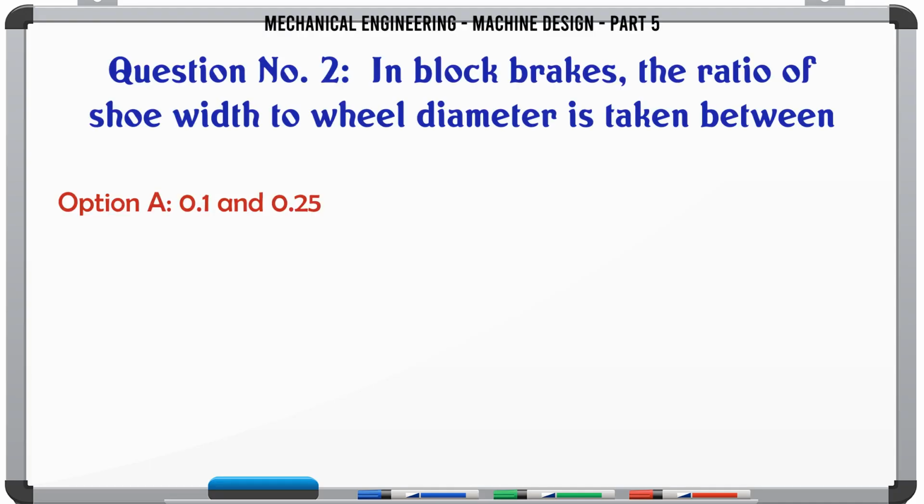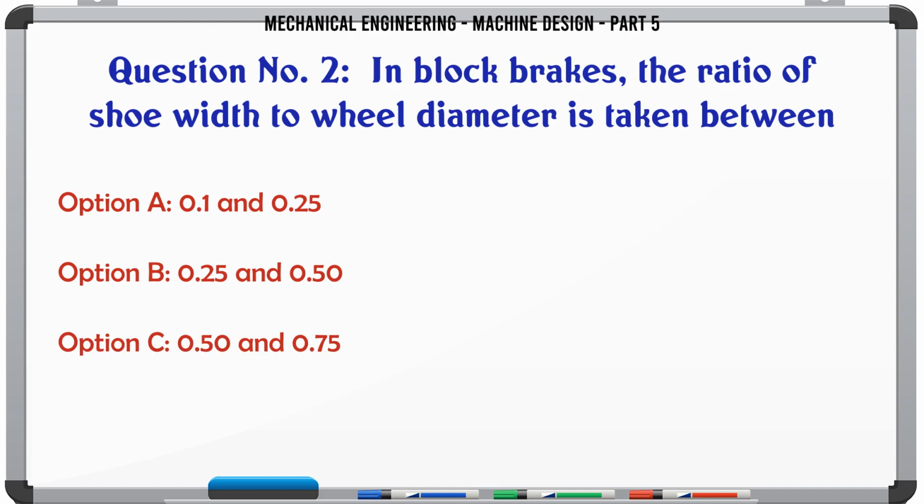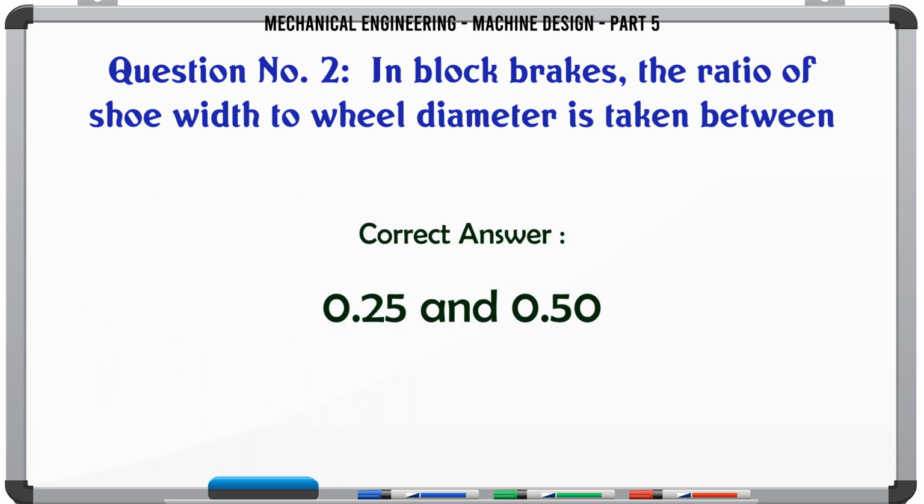In block brakes, the ratio of shoe width to wheel diameter is taken between A. 0.1 and 0.25, B. 0.25 and 0.50, C. 0.50 and 0.75, D. 0.75 and 1. The correct answer is 0.25 and 0.50.